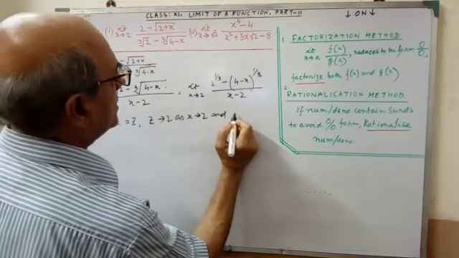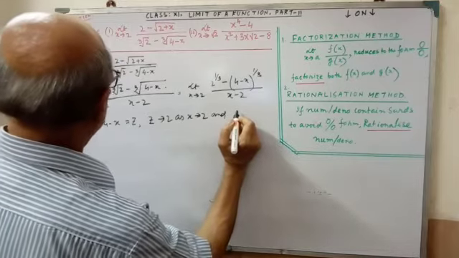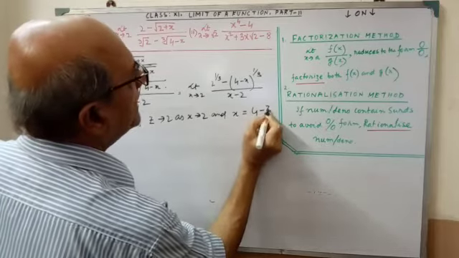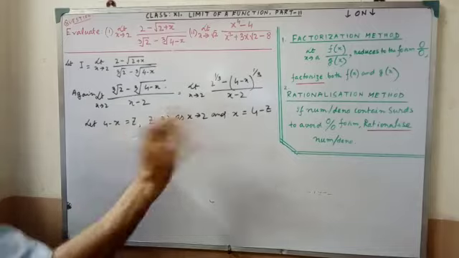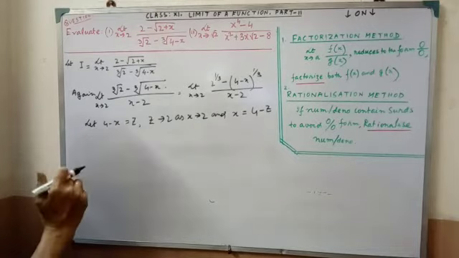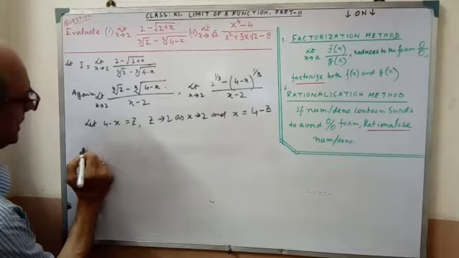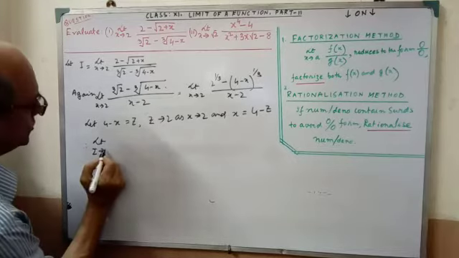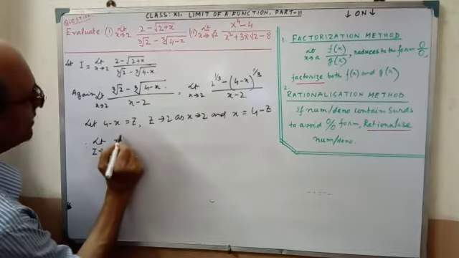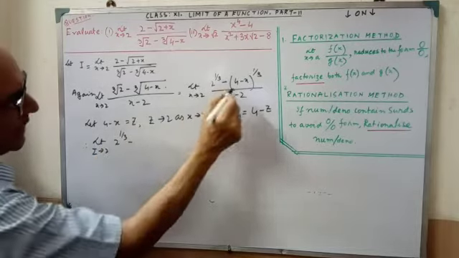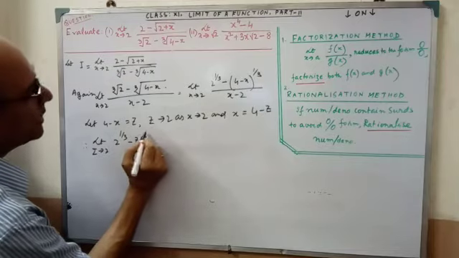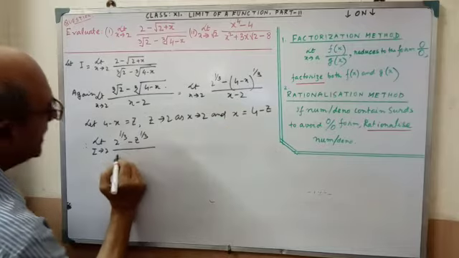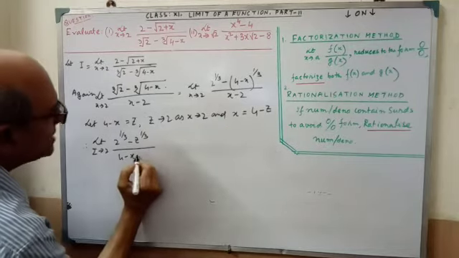Then x equal to 4 minus z. Now we have to put the value. Therefore, limit z tends to 2 of 2 to the power 1 by 3 minus z to the power 1 by 3, divided by, in place of x, we may write 4 minus z, minus 2.